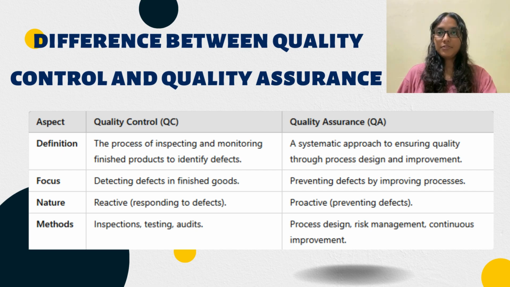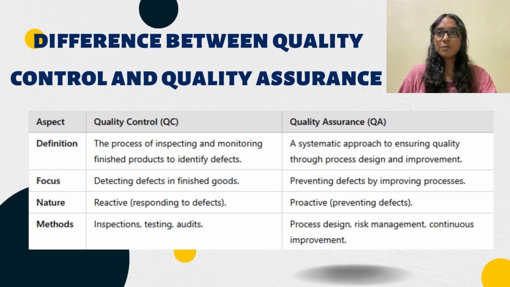To begin, let's define QC and QA and see how they differ. Quality control is a reactive approach focused on detecting and addressing defects in finished products. This typically involves inspections, testing, and audits to ensure the product meets the required standards. On the other hand, quality assurance is a proactive approach aimed at preventing defects from occurring in the first place. This involves process design, risk management, and continuous improvement to build quality into a process. To summarize, QC is more about inspection, while QA emphasizes process improvement.